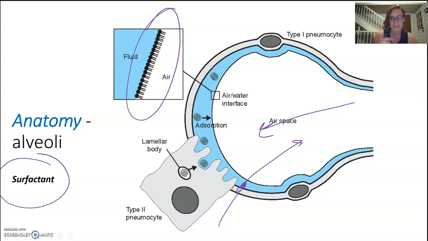Now, premature babies are sometimes born with less surfactant, so their lungs collapse more easily. And it's called infant respiratory distress syndrome. And so they can be given oxygen and surfactant so those lungs work properly.